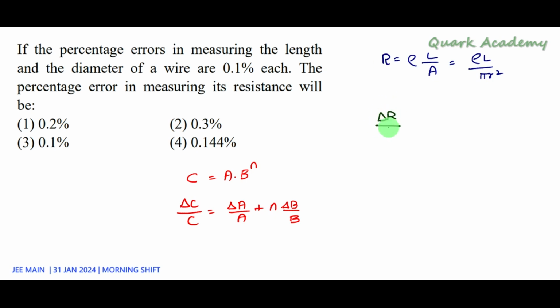So delta R by R is equal to, here rho and pi are constant, only length and radius are going to change. And since radius can be written as d by 2, this 2 is a constant. So whatever be the error of the diameter, the same error the radius will also take. I can write here delta L by L plus 2 into delta R by R.